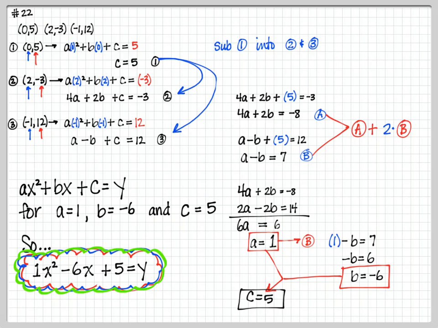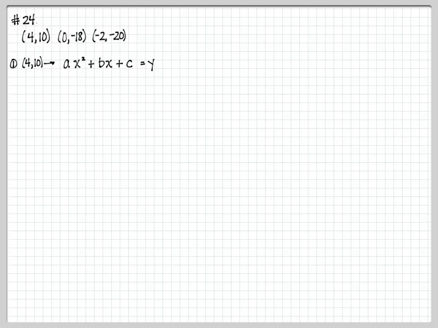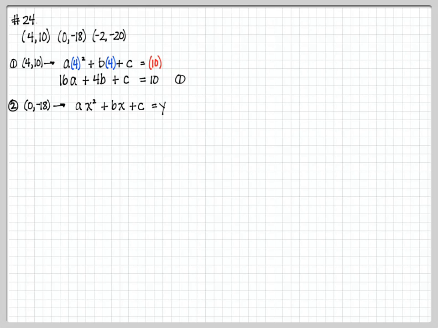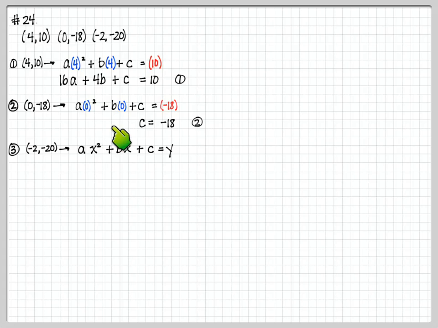We'll do one more of these. So here's problem number 24. And again, I start off with the points, and using the first one, I create the first equation. The second point, I simplify. And it's nice when I have this with a 0 because it makes all the a's and the b's go away. And so you simply get c equals negative 18. Always a lot easier. Point 3, I plug it in, and I get my third equation with 3 unknowns.